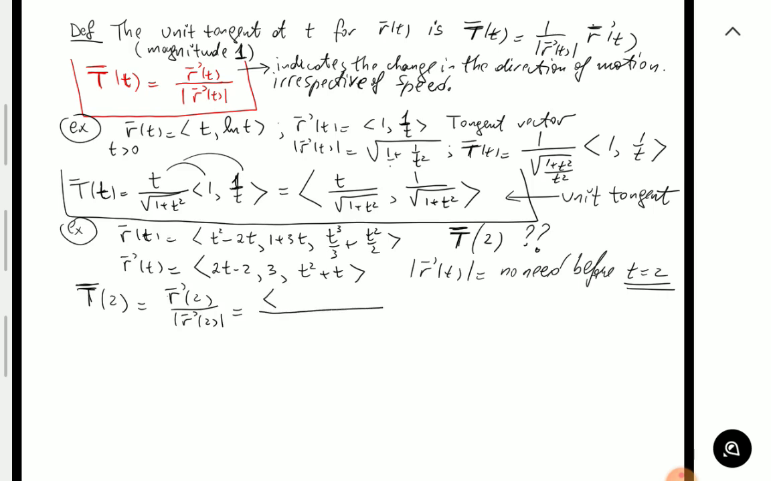2 times 2, 4 minus 2, that's 2, 3, and 6, over the magnitude of r prime of 2, which is the square root of 4 plus 9 plus 36. That becomes 1 over the square root of 49, which is 1 over 7, scalar multiple with 2, 3, 6. You can leave it like that, or you can bring the scalar inside the vector itself.